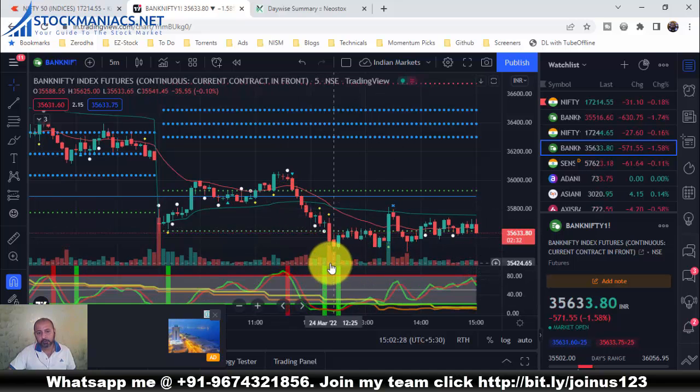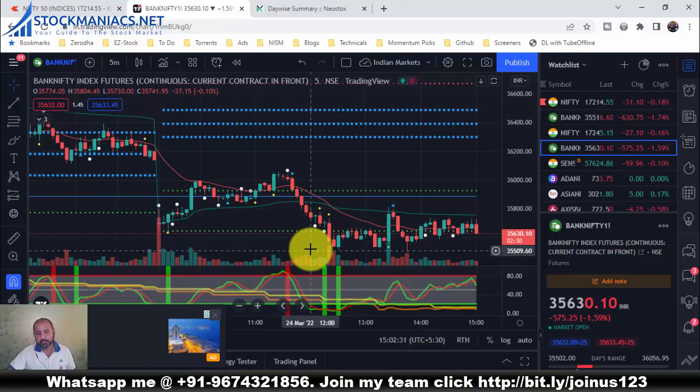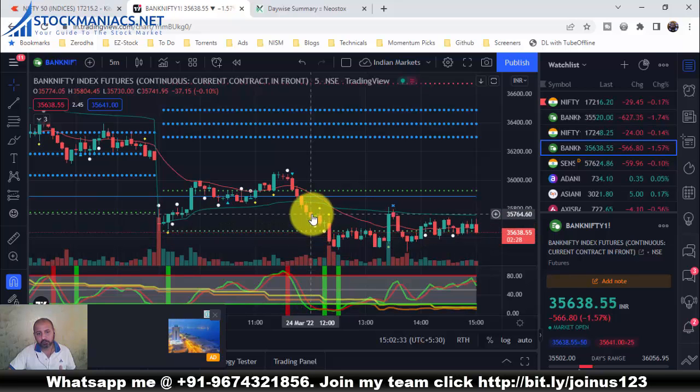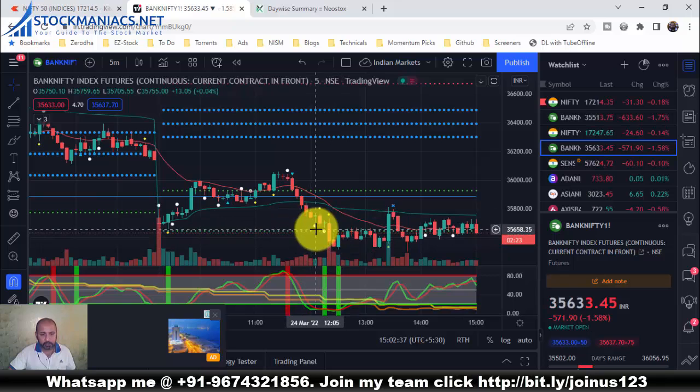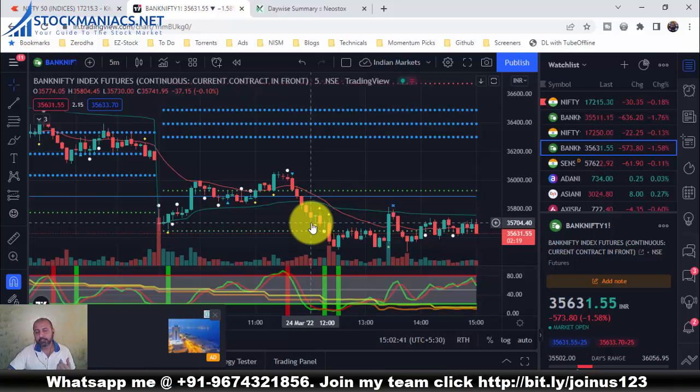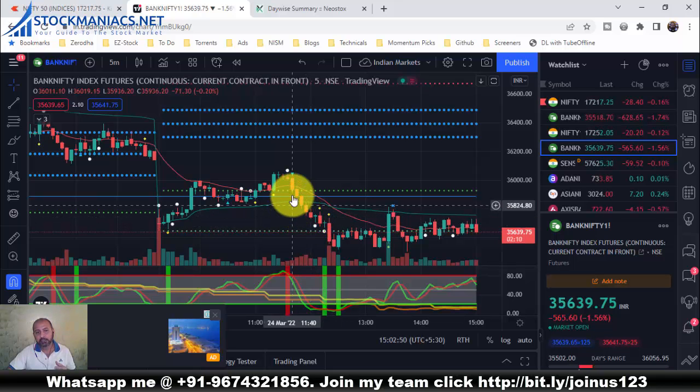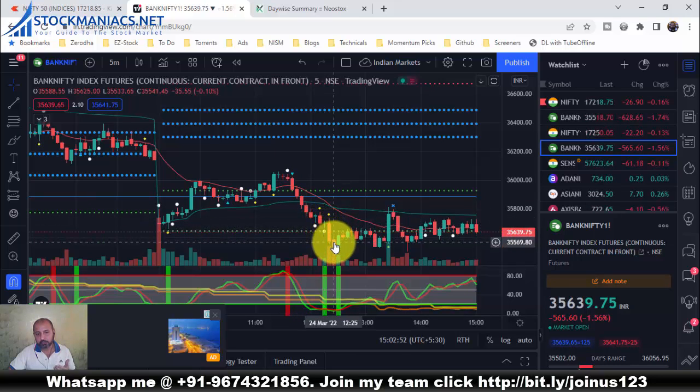So here we are getting strong sell since 12 o'clock. So this is the 12 o'clock candle. Now we will be waiting for a bounce. As I have told in my previous videos also, whenever you are getting a data signal, you need to wait for a bounce or a rally to enter. So here you can see once we got a strong sell, the market is coming down, coming down, coming down.